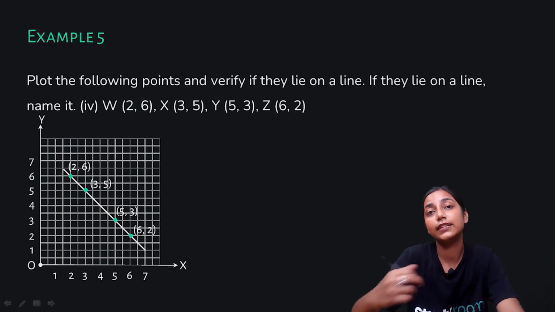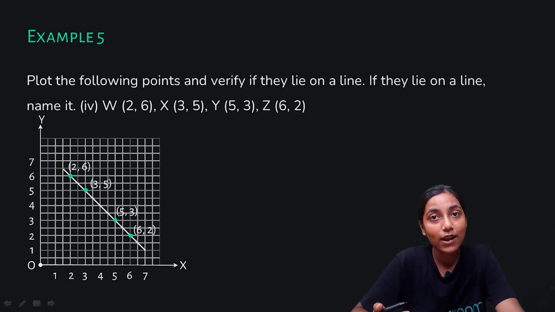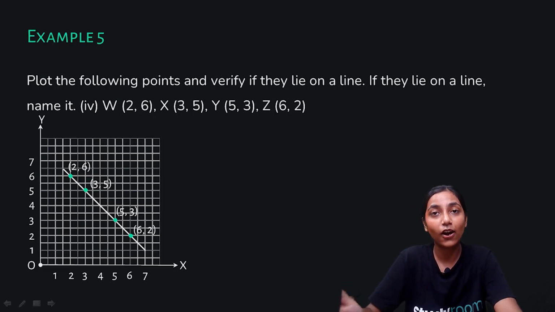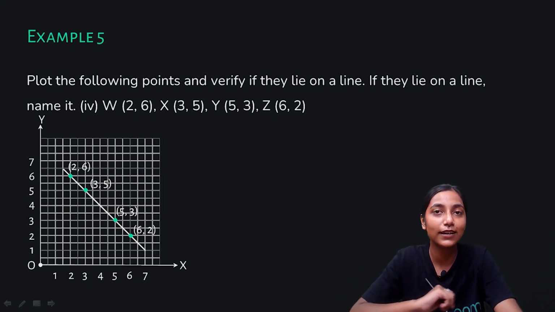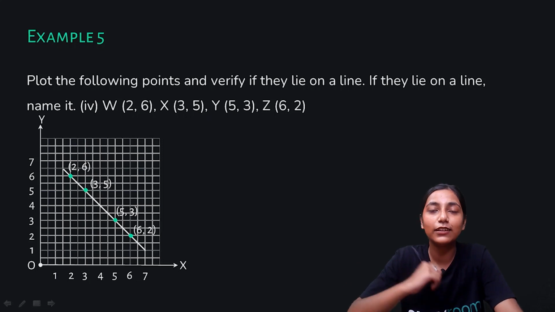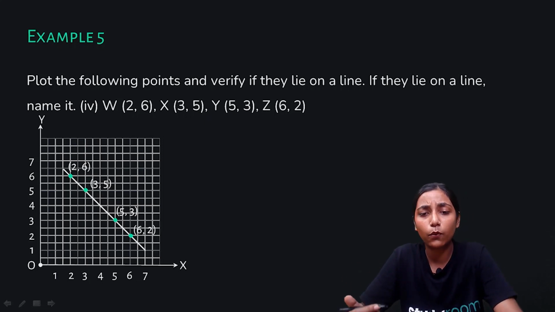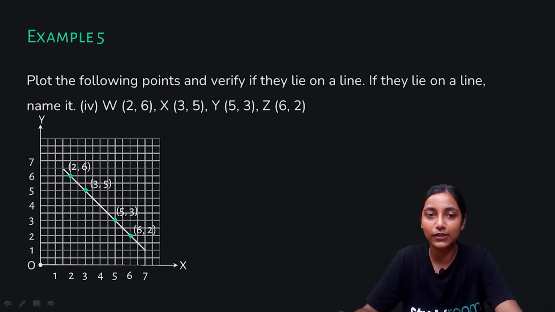So this is how you see the plotting of points, that is how we describe the coordinates for a point, and then how we plot all these points using those coordinates on our graph sheet. Further, we did some examples and saw how we can check whether these points are lying on the same line or not. Then I told you how we name those lines.